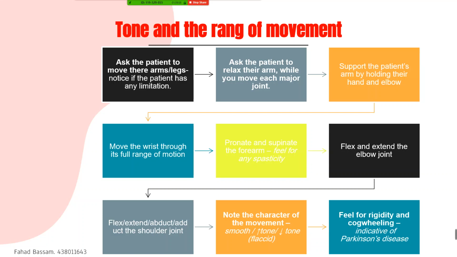We can support the patient's arm by holding their hand or elbow. We can move the wrists through full motion, and we can do the pronate and supinate test. We can flex and extend the elbow joint, just like you said, and the legs, and flex and extend the shoulder joint. We should focus on the tone of the muscle, the movement, and the smoothness of the muscle movement. And lastly, we have the feeling for rigidity and cogwheeling, which is a really important point that gives us an indication of Parkinson's disease if the person has cogwheeling or rigidity.